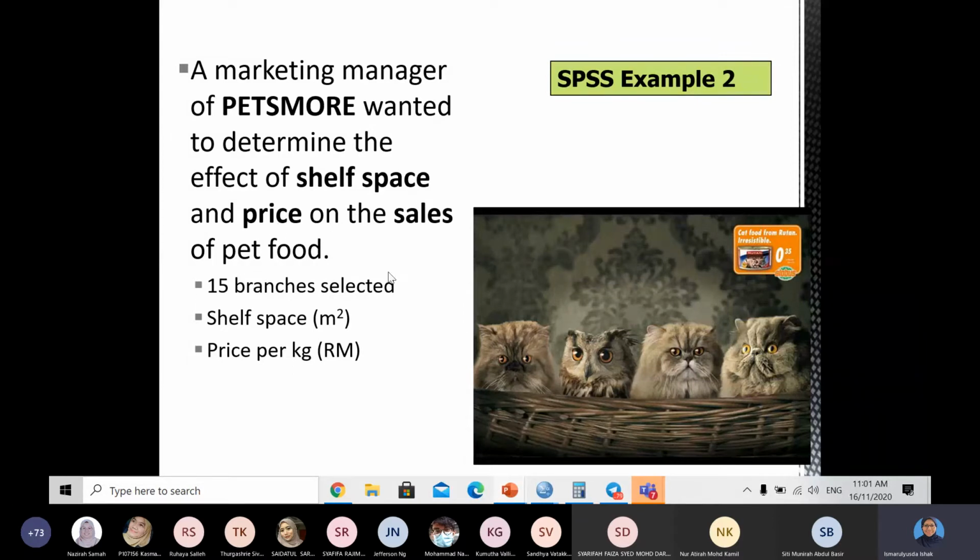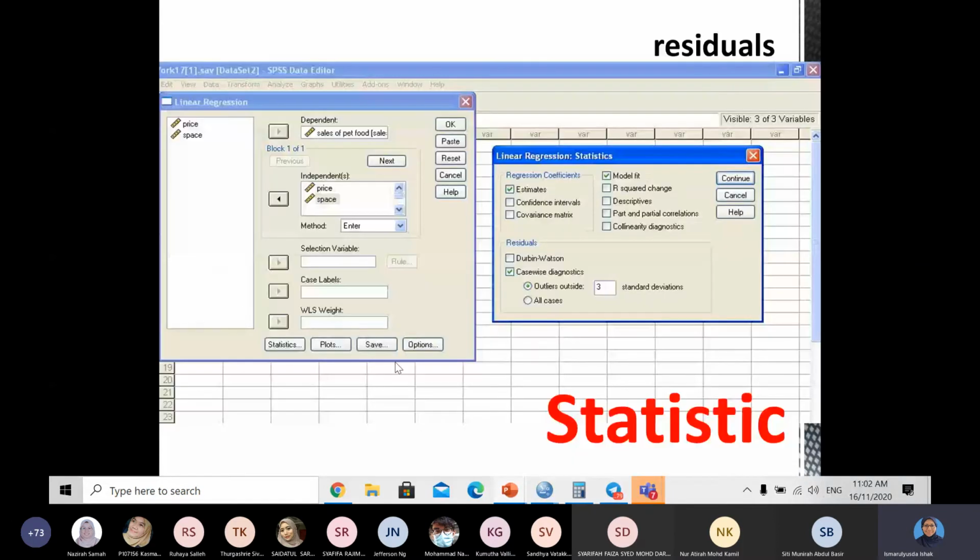So 15 branches were selected. They measure the shelf space and determine the price per kilogram, then key it in. So the price and space go inside the independent variables. The dependent variable is sales. This is what it looks like when you click Statistics. Click Statistics. Okay, this is what appeared.